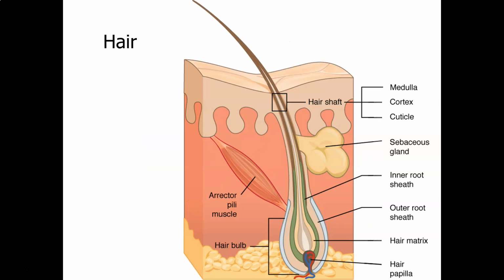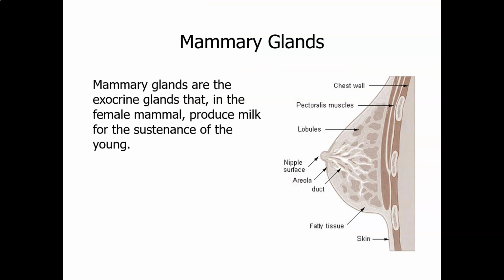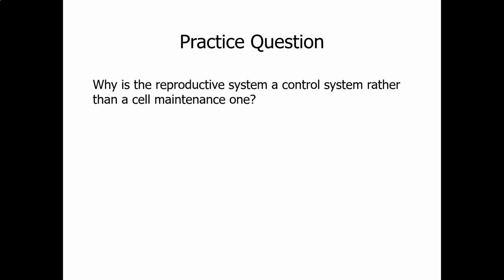Then you have hair. You have a hair follicle. You have an erector pili muscle connected to the hair follicle, which causes your hair to stand on end and give you goosebumps. Sebaceous gland is an oil gland that's always associated with hair. And mammary glands are also glands that are part of the integumentary system.